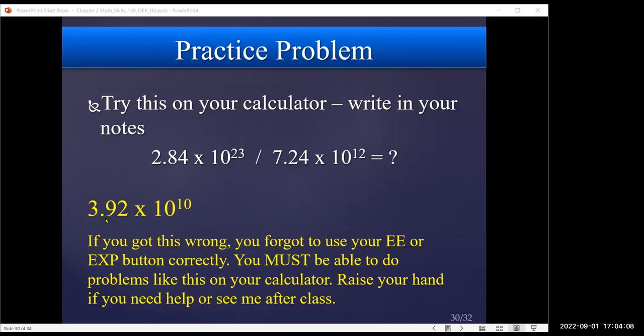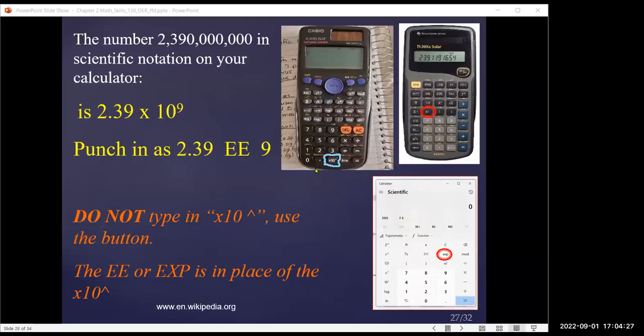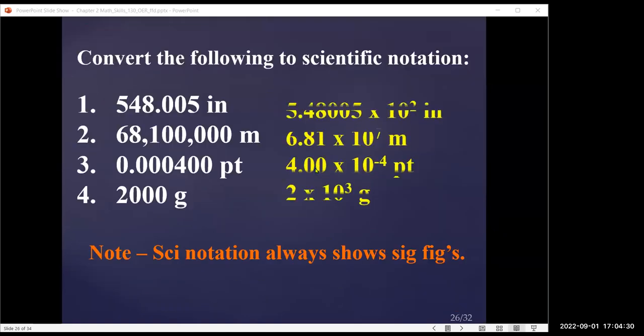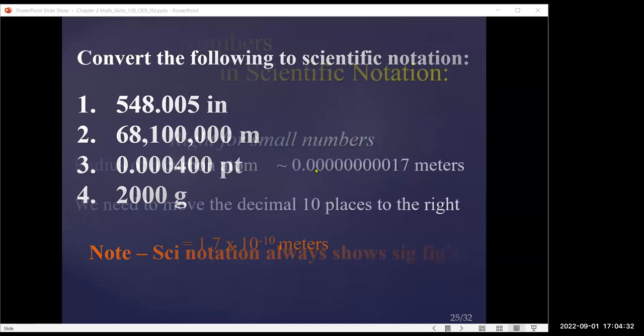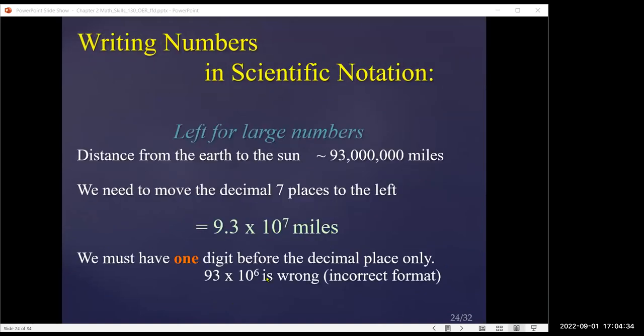Yes, Professor, but so can we write it as 39.2 to the power of 9? Oh, I see what you're saying. No, let's go back here. Okay, remember this one here? 9.3 times 10 to the 7. That is the correct format.